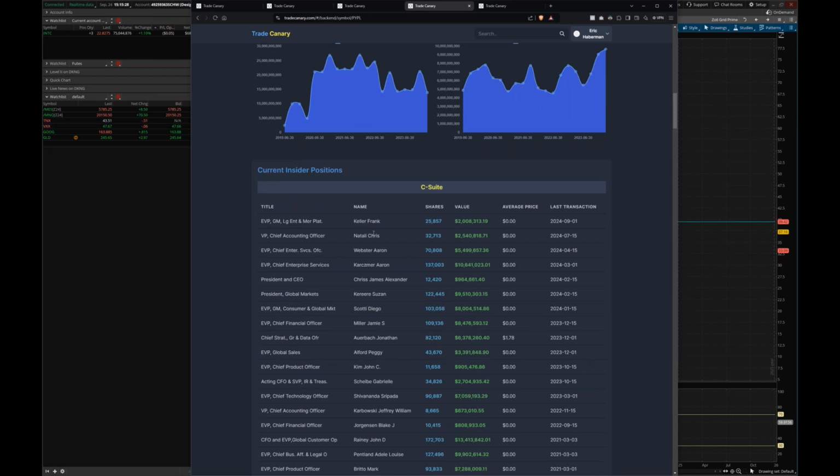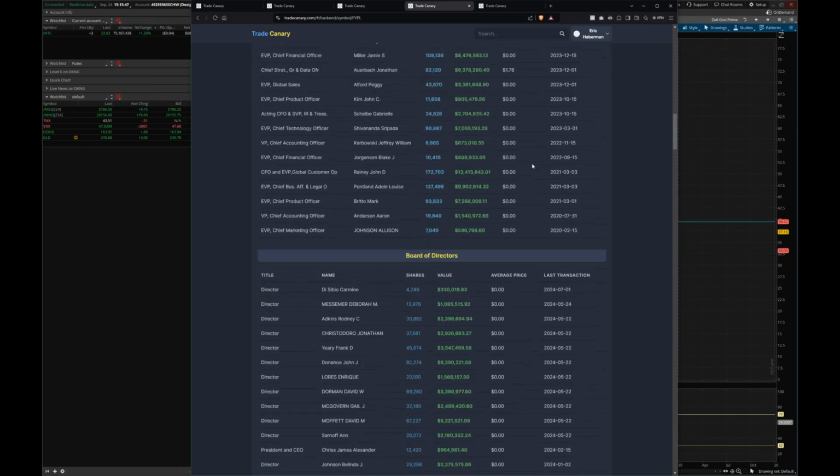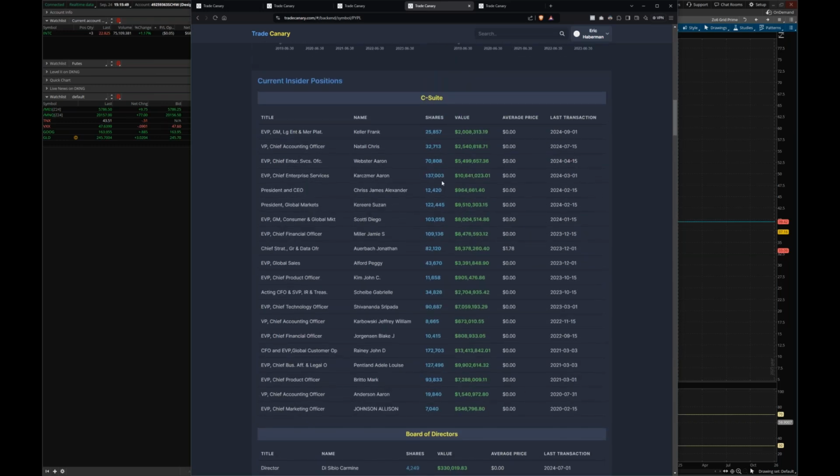Current insider positions, this is another big one too. So the C-suite, what are these guys holding? If their average price is 0, that means they're getting awarded, and most of them are 0. This is not something that should turn you off. Part of a compensation package for a C-suite might be shares, right? Board of directors, less important than C-suite, CEO, CFO, etc. You can see what they're holding here, how many shares.